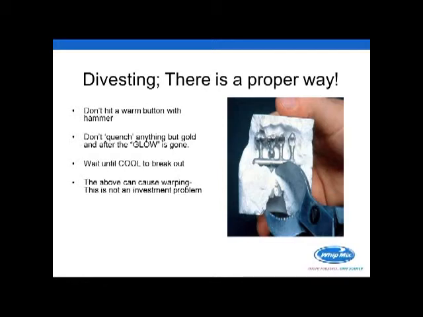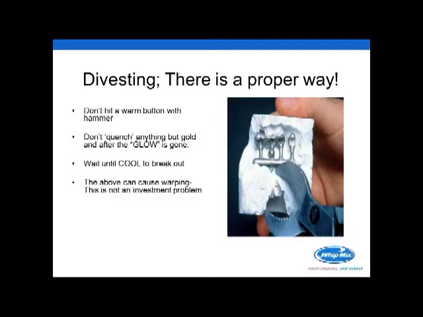You want to quench gold alloy, but only after the glow is gone. You want to be in a position to watch for that orange glow to go away, and then you can quench. Generally speaking, you want to wait until these things are cooled off to break them out. It's just the best way. If you don't, this might be the cause of warping in bridges or warping in single units. It's not a problem with the investment. It's the way that you're handling it afterwards.